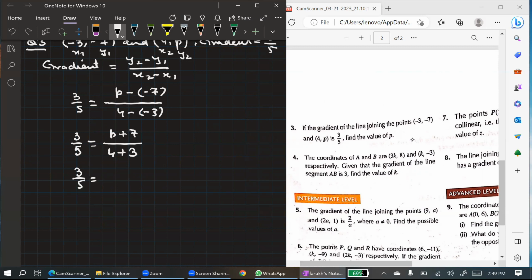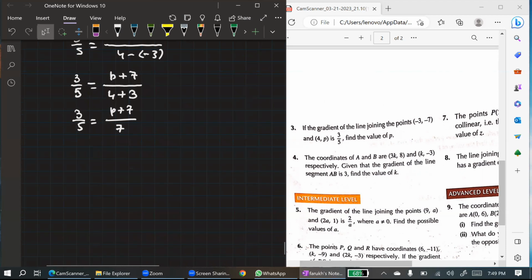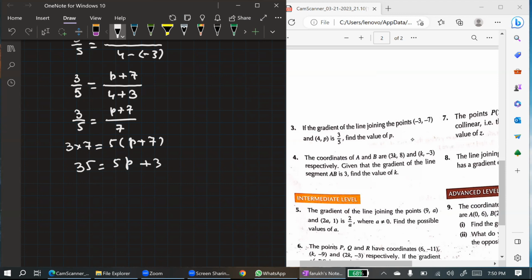3 over 5 is equal to p plus 7 over 7. We will use cross multiplication. That is 3 into 7, 5 into p plus 7. 35 is equal to 5p plus 35. 5p is equal to 35 minus 35. 5p is equal to 0 and p is equal to 0 is the value of p.